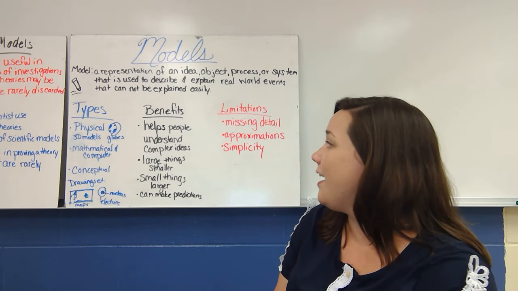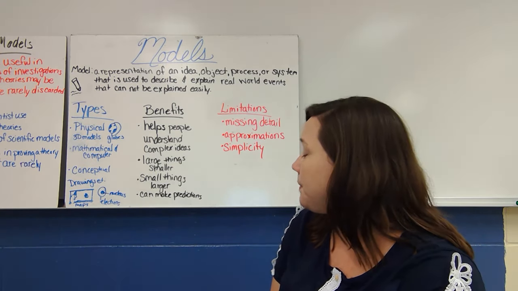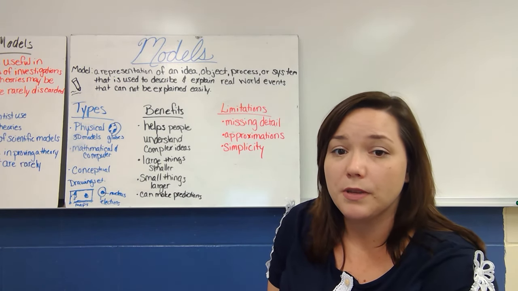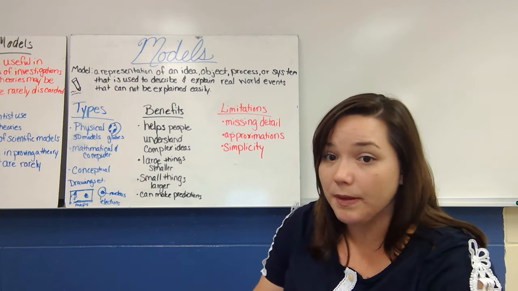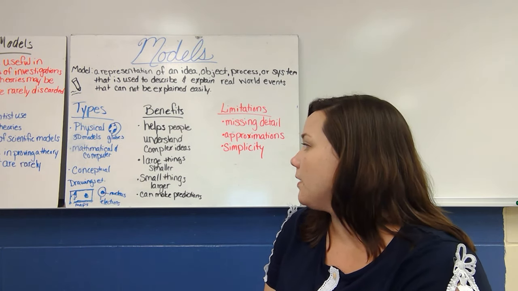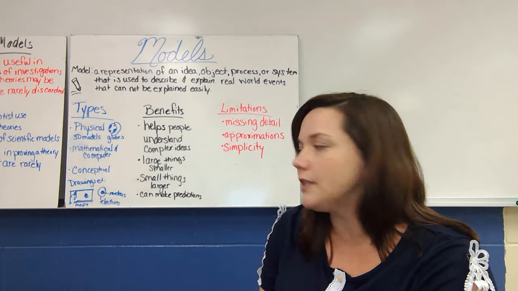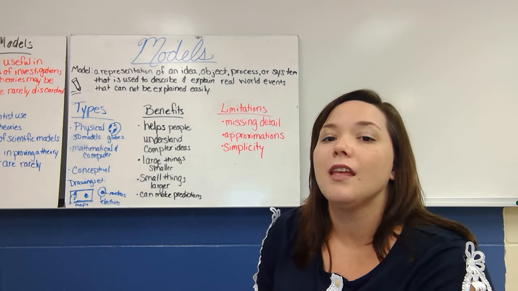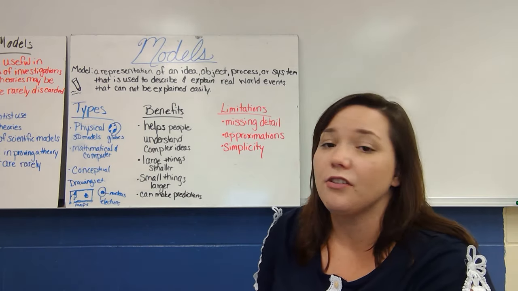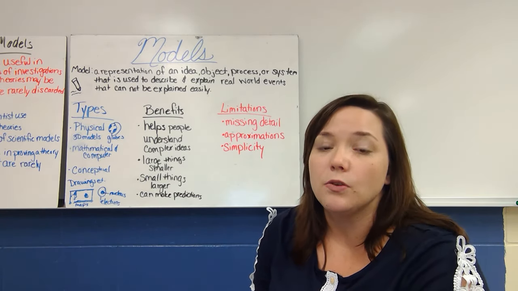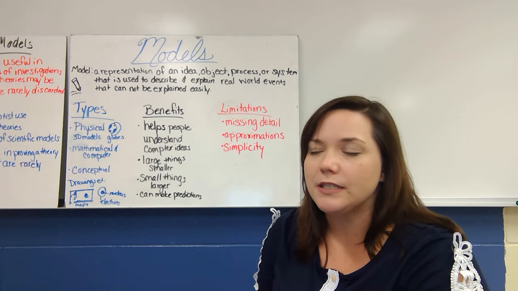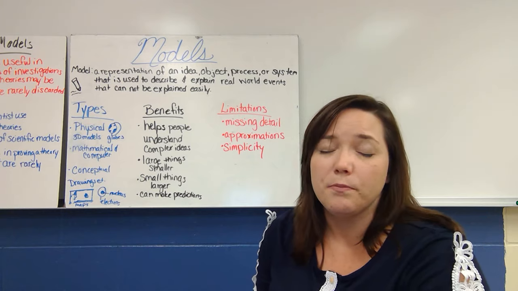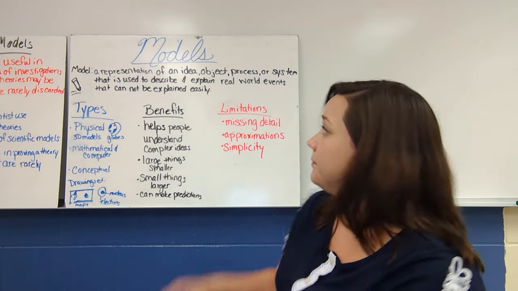Benefits of models are that they help people understand complex ideas. Sometimes we make larger things smaller so we can see them, like the whole universe. And sometimes we make smaller things larger, like atoms, so we can actually see them and talk about them. And they can help us make some predictions. Limitations are that they are often missing detail. They use approximations instead of the exact measurements, and they're a little more simplified than they necessarily should be, but it's so that we can understand it more easily.